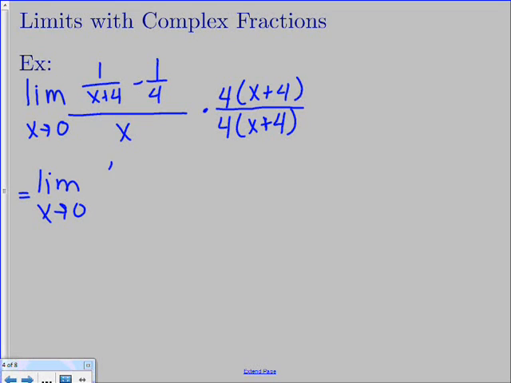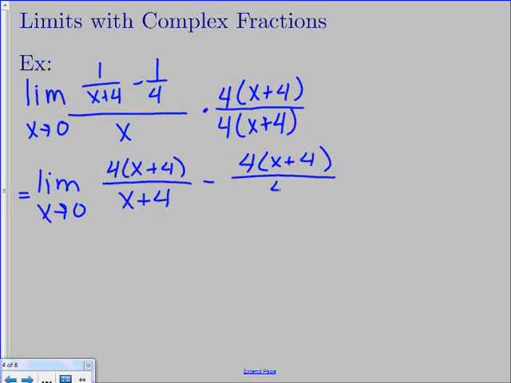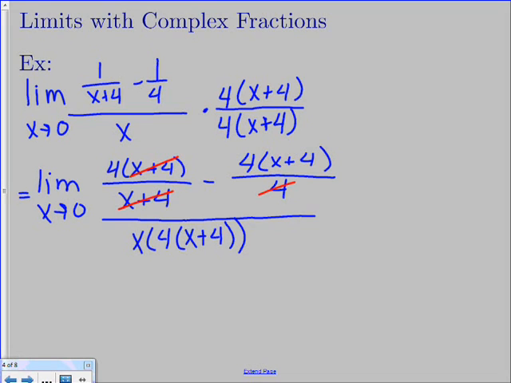When we distribute through, we get 4 over x, 4 times x plus 4 over x plus 4 minus 4 times x plus 4 over 4, all of that over x times 4 times x plus 4. Again, we aren't going to simplify and multiply through in the bottom because it's going to make our common factor harder to see. Now we have common factors in the top fractions that we can cancel with. We can cancel the x plus 4s because there's one on the top and one on the bottom, and same thing with the 4s in the second fraction. Now we've actually gotten rid of our complex fractions, which is exactly what we wanted to do.